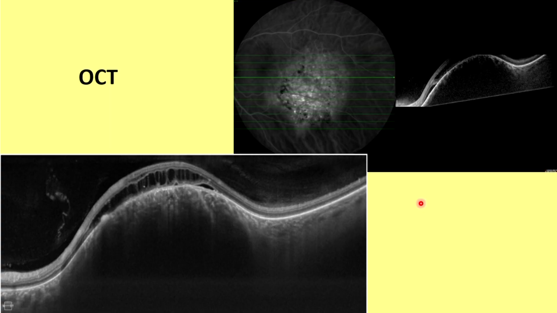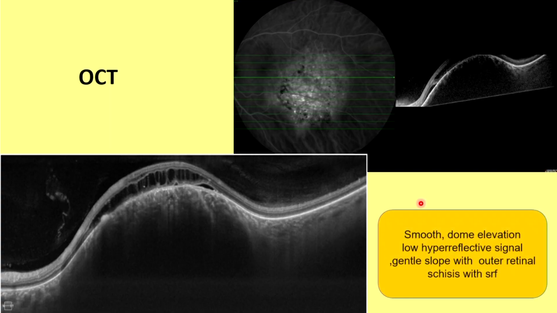OCT was done for this patient which shows a smooth dome-shaped elevation. There is a low hyperreflective signal. This elevation has a gentle slope with outer retinal schisis and there is also presence of subretinal fluid.